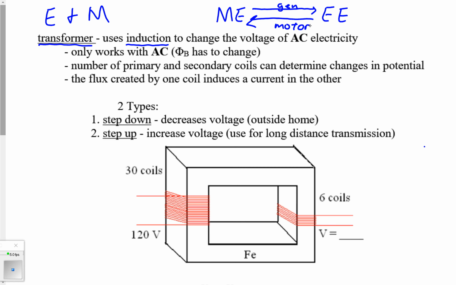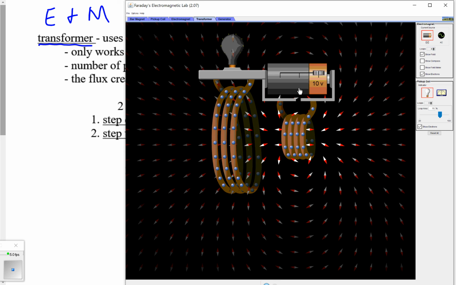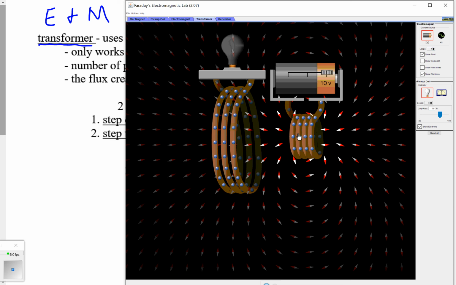So moving on with this induction, let's just go ahead and take a look at something, a PhET from University of Colorado. A transformer essentially has two coils. You have a primary coil and a secondary coil.